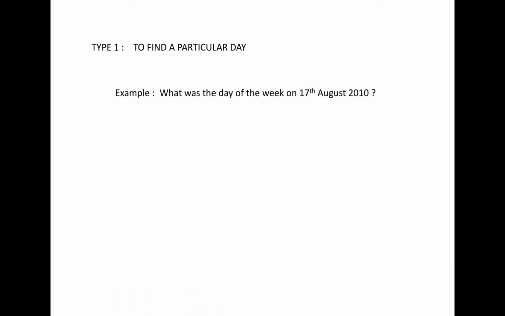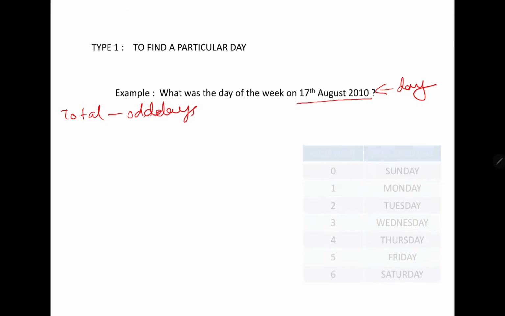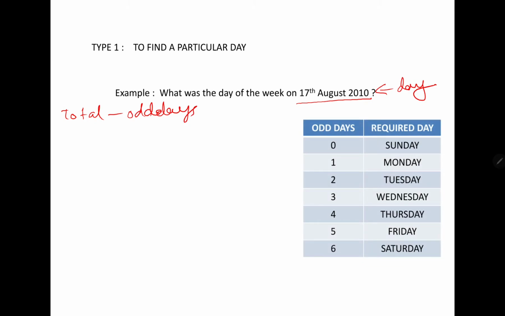So first example, we'll see how to find out a particular day. Here you can see: what was the day of the week on 17th August 2010? Nothing else is mentioned, only that we have to find the day. To solve such questions, we have to find out the total number of odd days. If we find the total odd days, then from this chart given here, we can find out the required day.